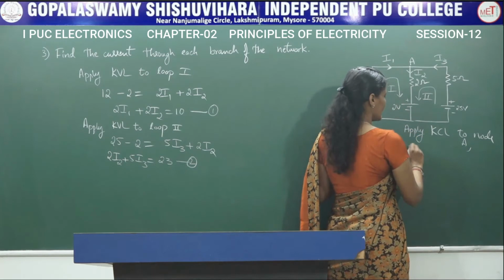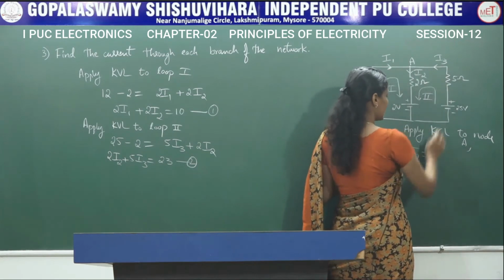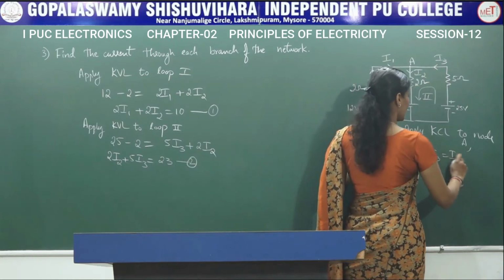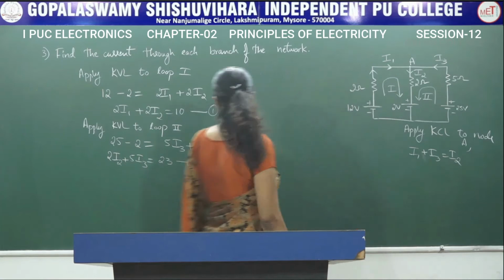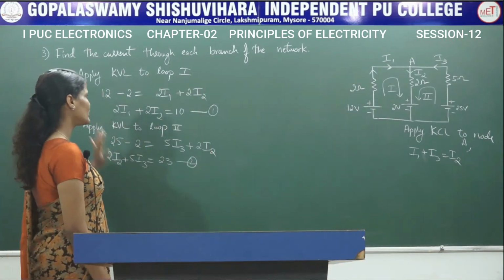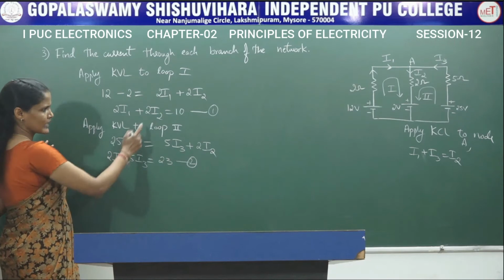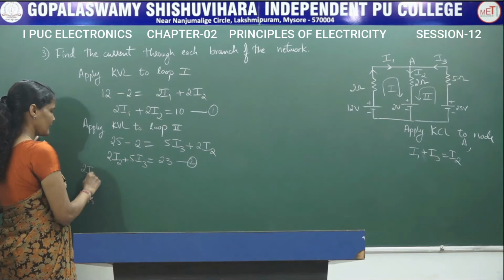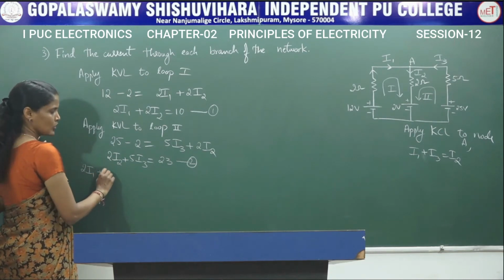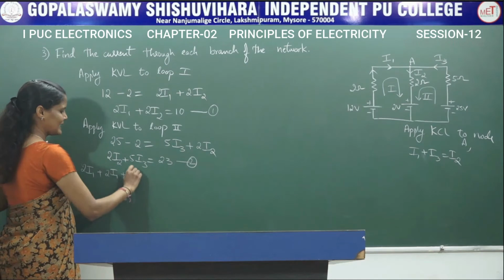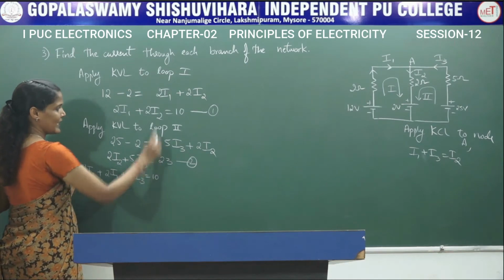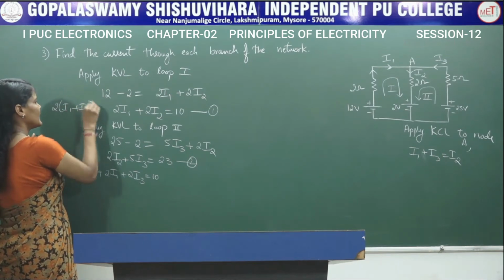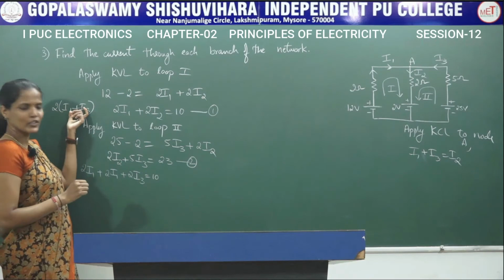Then what are we going to get? I1 equals current entering. I1 plus I3 equals the current leaving, that is I2. Let us substitute for I2 in both the equations. In the first equation, if I substitute for I2 as I1 plus I3, the expression will be 2I1 plus 2I1 plus 2I3, which is equal to 10. In place of I2, within the brackets I will substitute I1 plus I3. Just multiply: 2I1 plus 2I3.